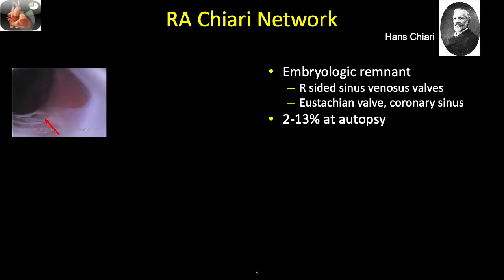The Chiari network is the embryological remnant of the right-sided venous valves of the IVC and coronary sinus. It occurs in 2 to 13% of normal hearts at autopsy and is named after Hans Chiari, an Austrian pathologist, who is also associated with the Arnold-Chiari malformation and Budd-Chiari syndrome.